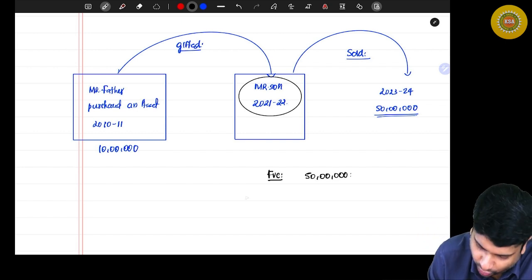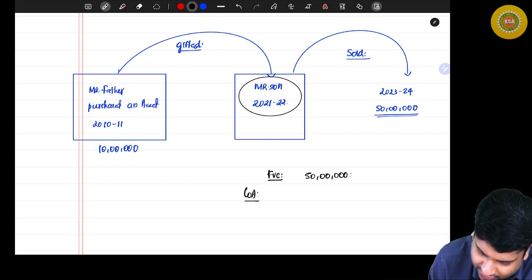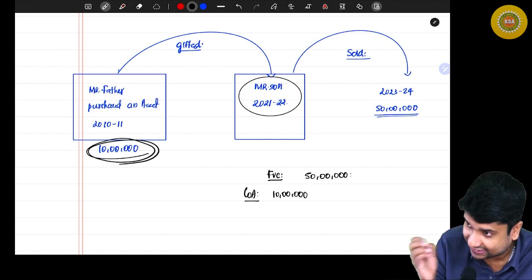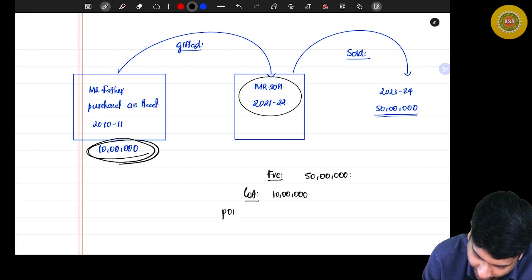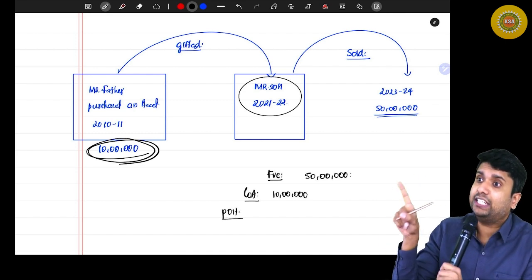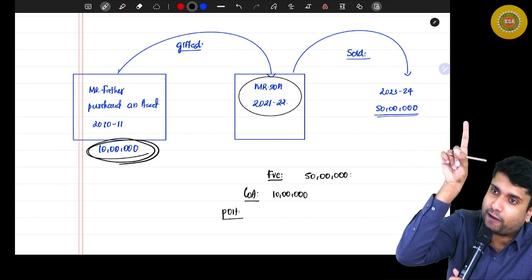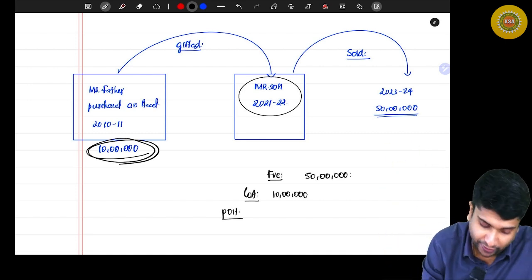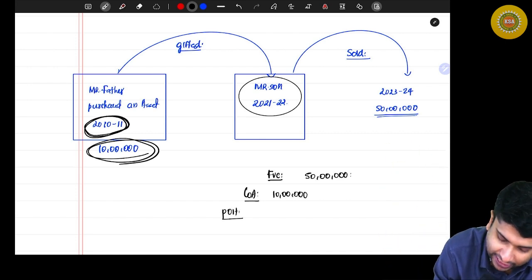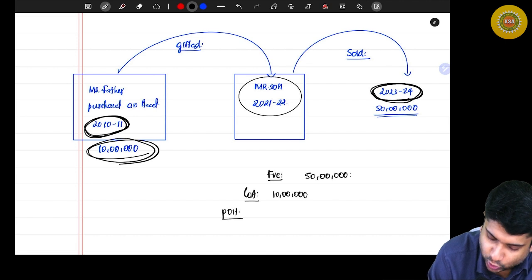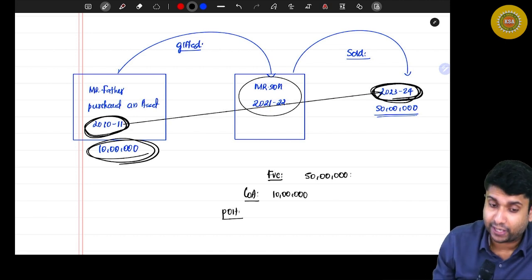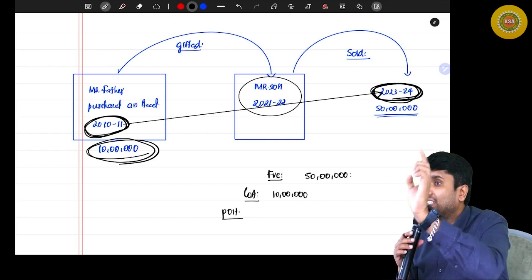So while taking cost of acquisition, previous owner's cost you can take as your cost of acquisition. That means father's cost you can take as cost of acquisition. Now the next thing, while computing period of holding, you can take the date of purchase of asset by the father till the date of sale by the son. So period of holding will be from 2010-11 to 2023-24. While computing period of holding, date of purchase of asset by the father till the date of sale by the son you can take.